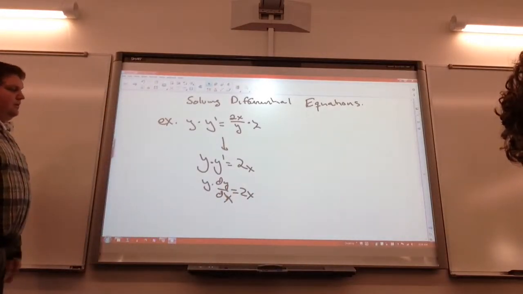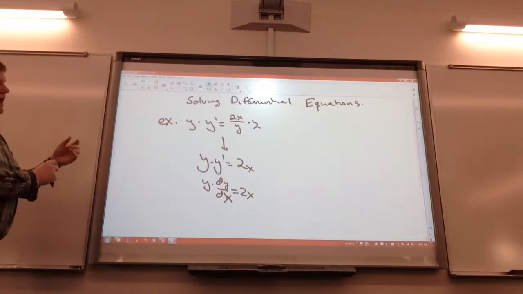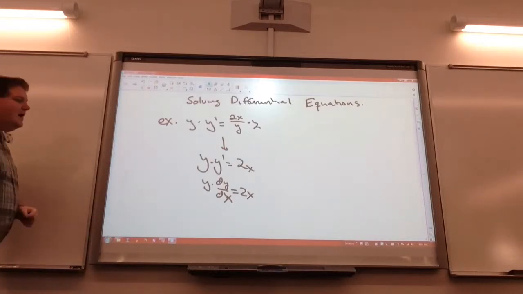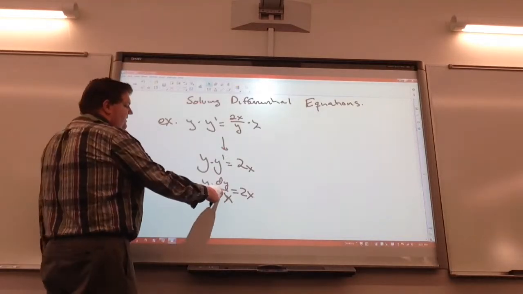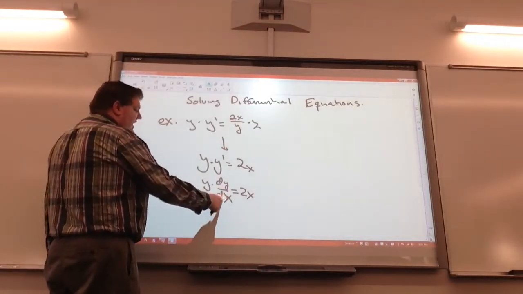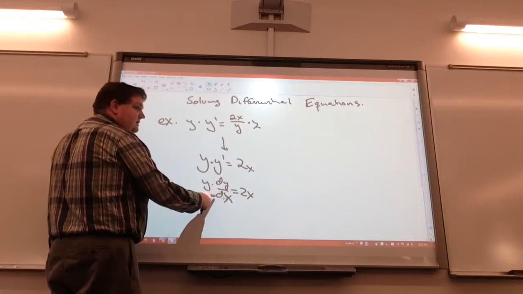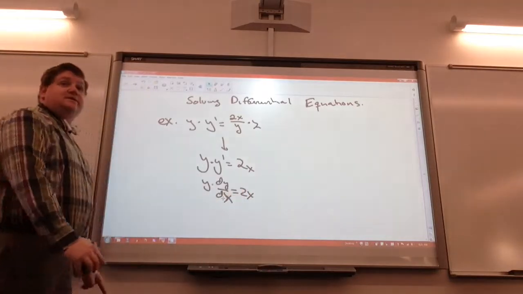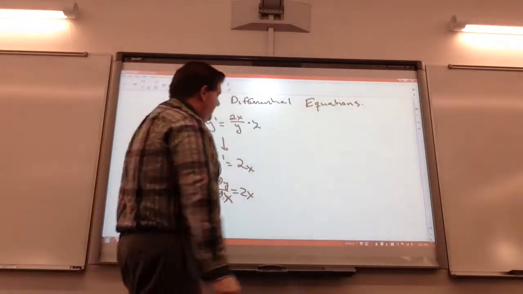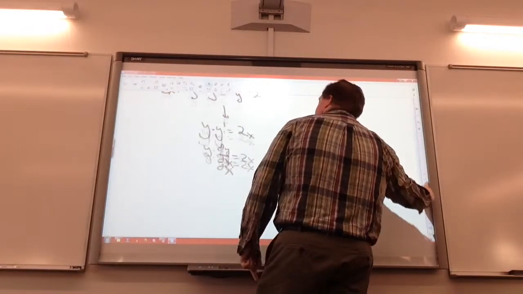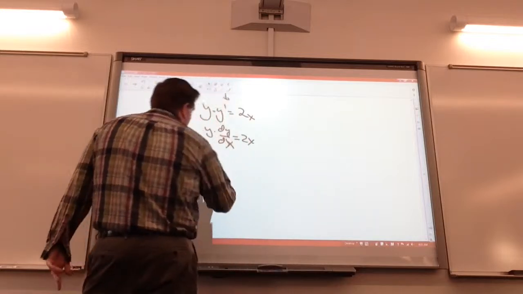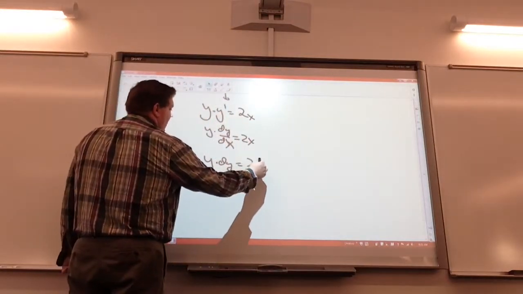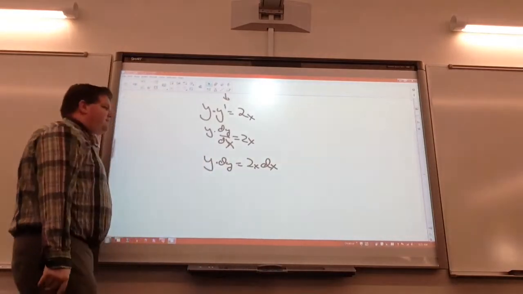Y prime is dy over dx, and then also y times dy. The reason I'm doing this is because of what I'm going to do with this dx. I'm going to move it over to the 2x side. That way everything with an x is on one side, everything with a y is on the other. So that will give me y times dy equals 2x dx.